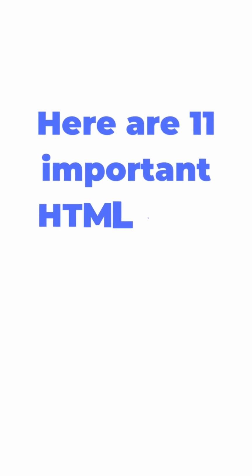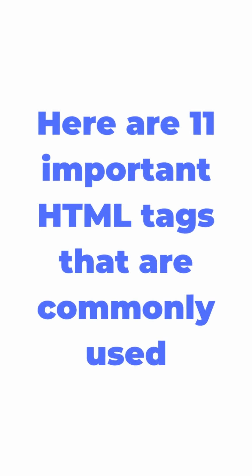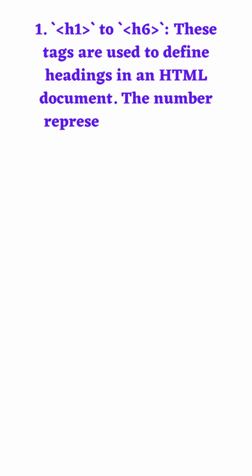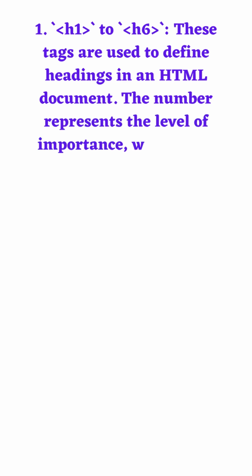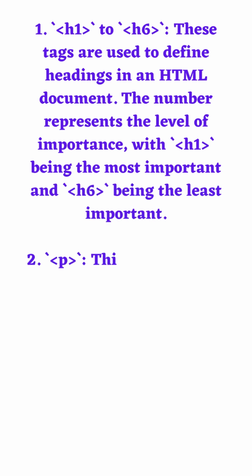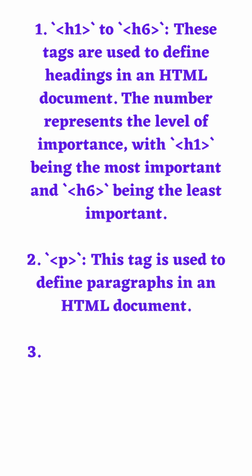Here are 11 important HTML tags that are commonly used. H1 to H6 tags. These tags are used to define headings in an HTML document. The number represents the level of importance, with H1 tag being the most important and H6 tag being the least important. P tag. This tag is used to define paragraphs in an HTML document.